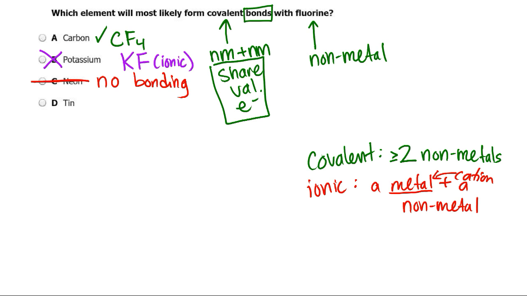Tin is a metal. You could form a compound like tin(II) fluoride, but that would also be ionic. So the only one that makes sense is carbon, because carbon is a nonmetal and everything else is either a metal or doesn't want to bond.